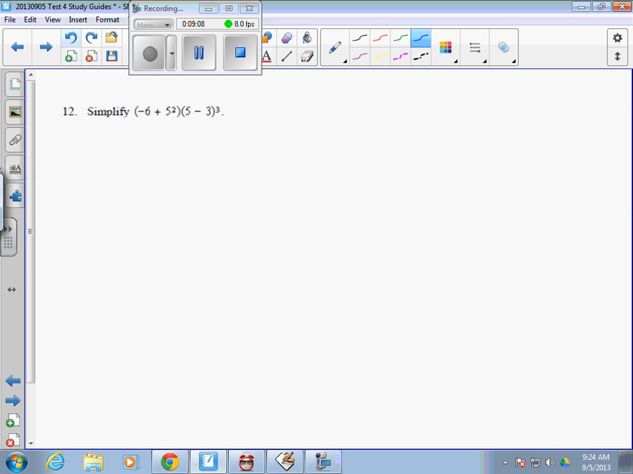Now it says to simplify this, do what's inside parentheses first, but then we have to do exponents first. 5 squared means 5 times 5, which is 25. So we still have negative 6 plus 25 in that first set of parentheses. And we have to do what's in the second set of parentheses. 5 minus 3 is 2.